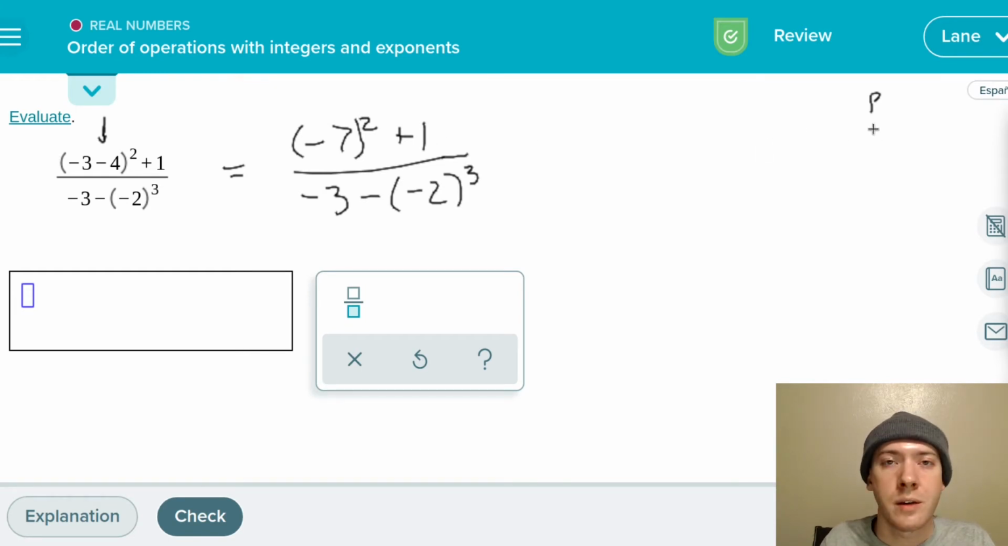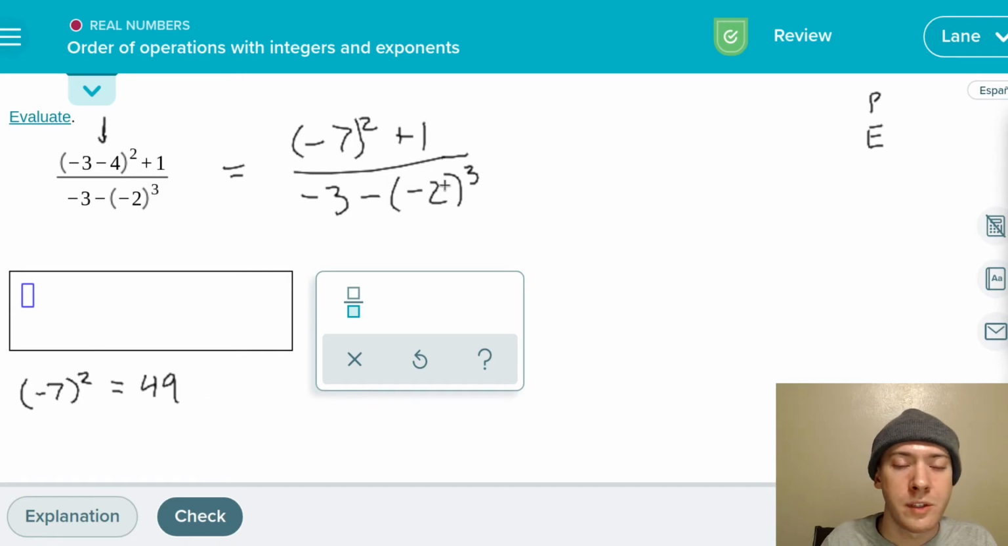Okay, that took care of parentheses. Now we are moving on to exponents. We have exponents in two places, so let's work them both out. -7 squared means -7 times -7, right? So our answer is going to be positive because we're multiplying two negatives, and what is 7 times 7? It's 49.